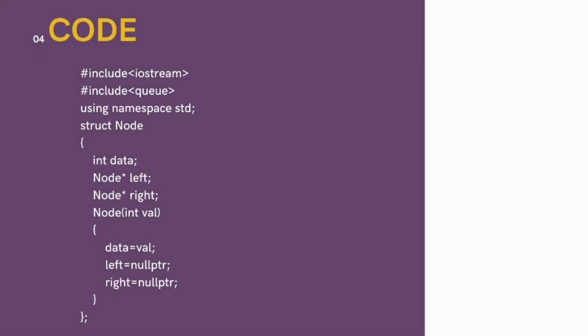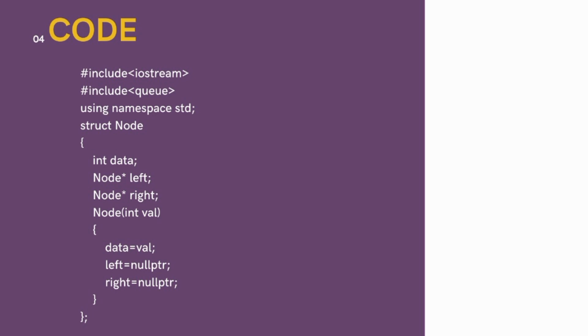Coming to the code, let's begin by looking at how we define the structure of each node in our binary tree. In this code, a node is represented by a struct named node. Each node has three components: data, left, and right. Data is the value which is stored inside the node, left is the pointer to the left child node, and right is the pointer to the right child node.